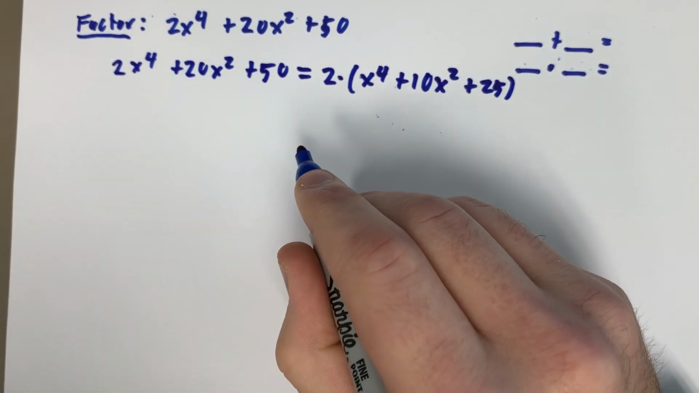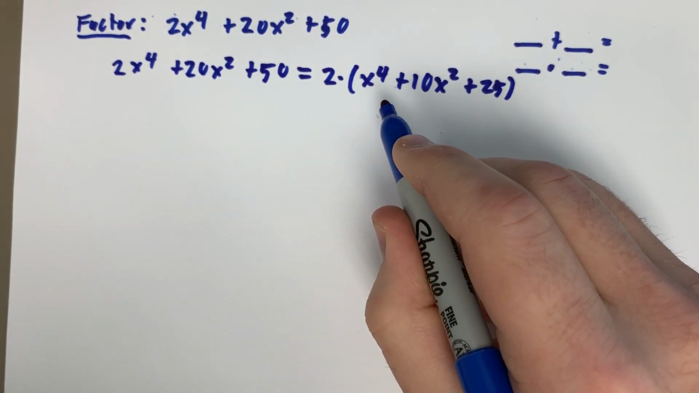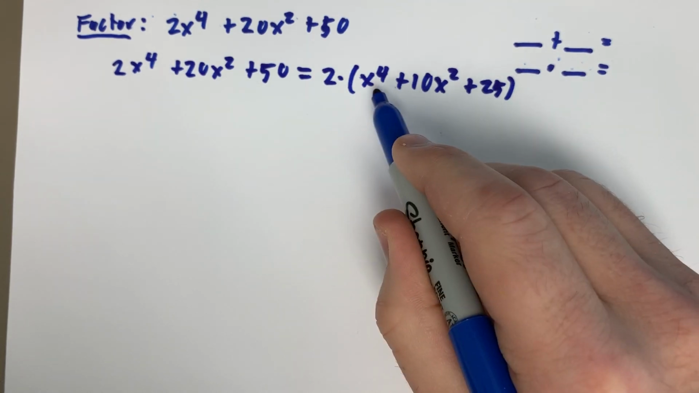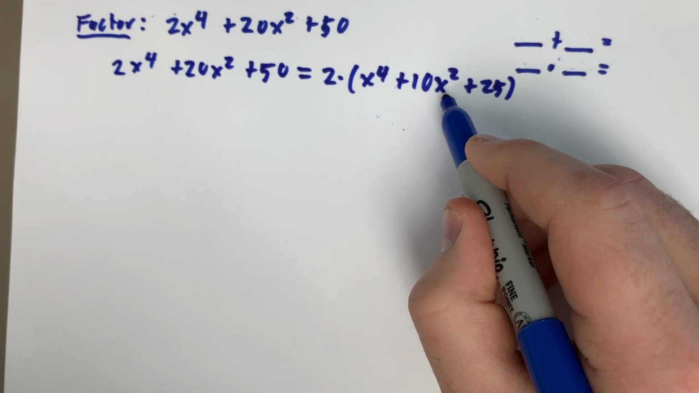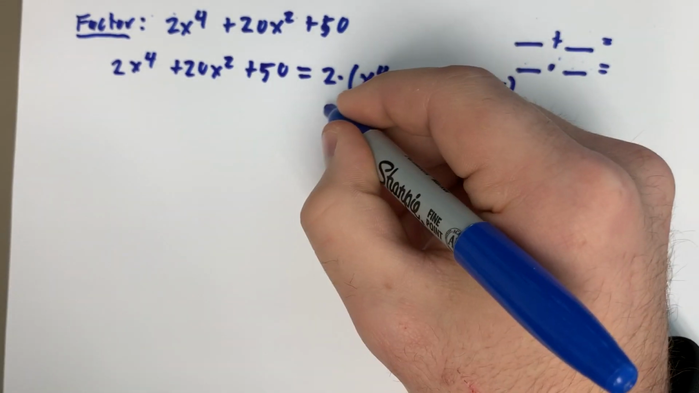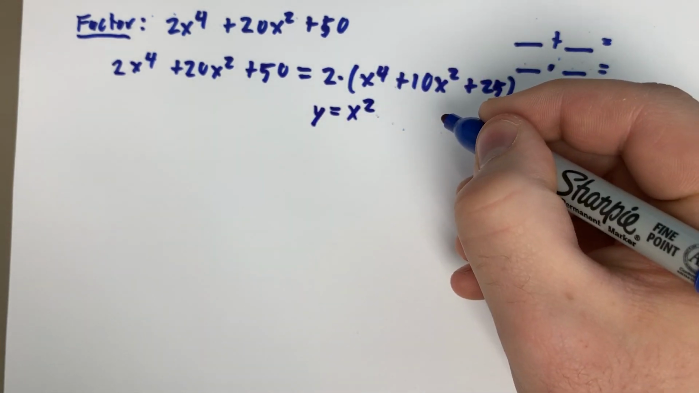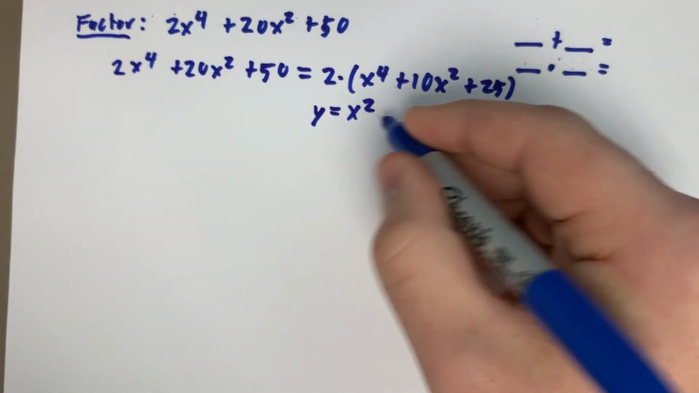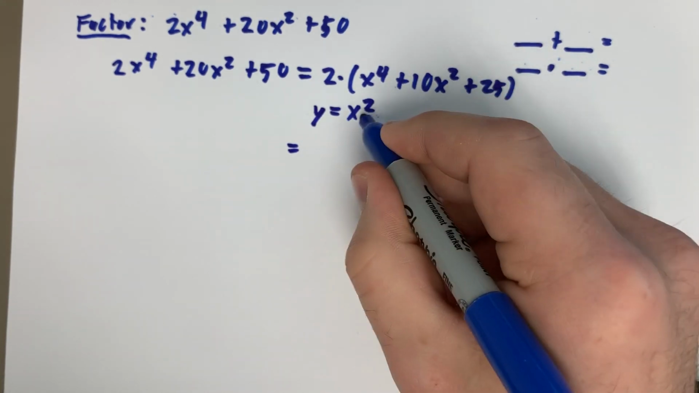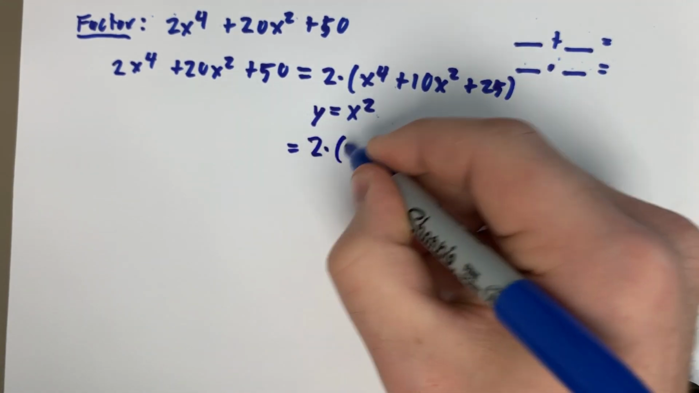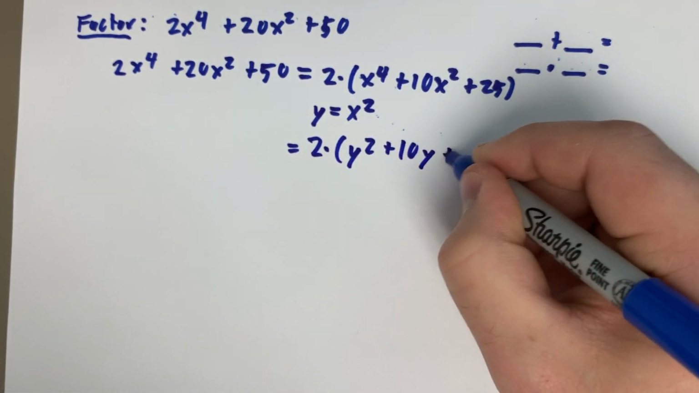Okay, so now that I have this completely factored as such, we're going to see if we can use a substitution with x squared, because we have double the power here. So we're going to substitute y is equal to x squared. This then gives us, after replacing all the places that I see x squared with a y, 2 times y squared plus 10y plus 25.